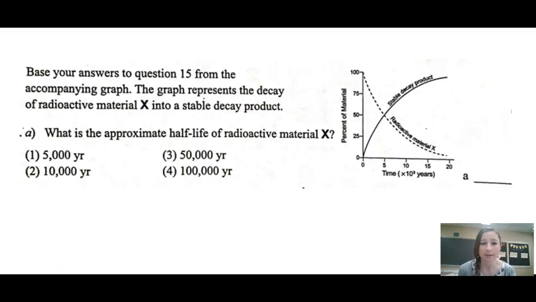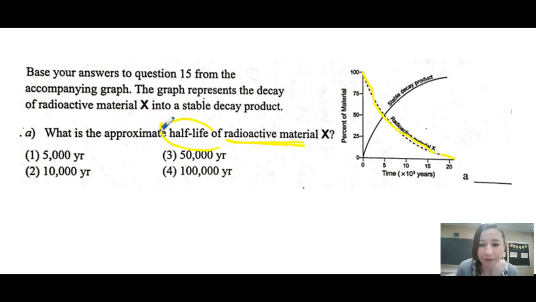Let's take a look at this one. This is a classic Regents question. We just have to read the chart. The graph represents the decay of radioactive material X into a stable decay product. What is the approximate half-life of the radioactive material X? So we need to pay attention to each line on my graph. I have stable decay product, but they're asking me about the radioactive material here. That's this dashed line. What is the half-life?